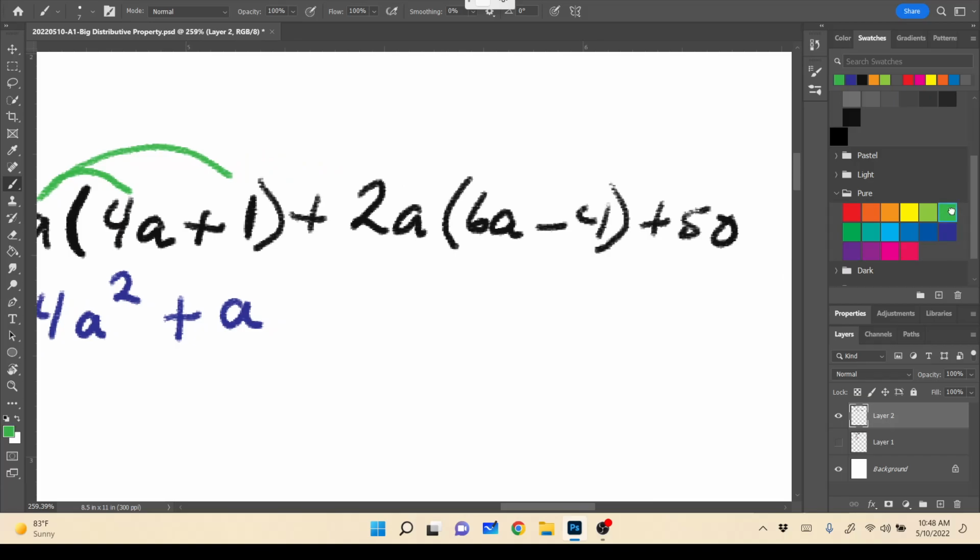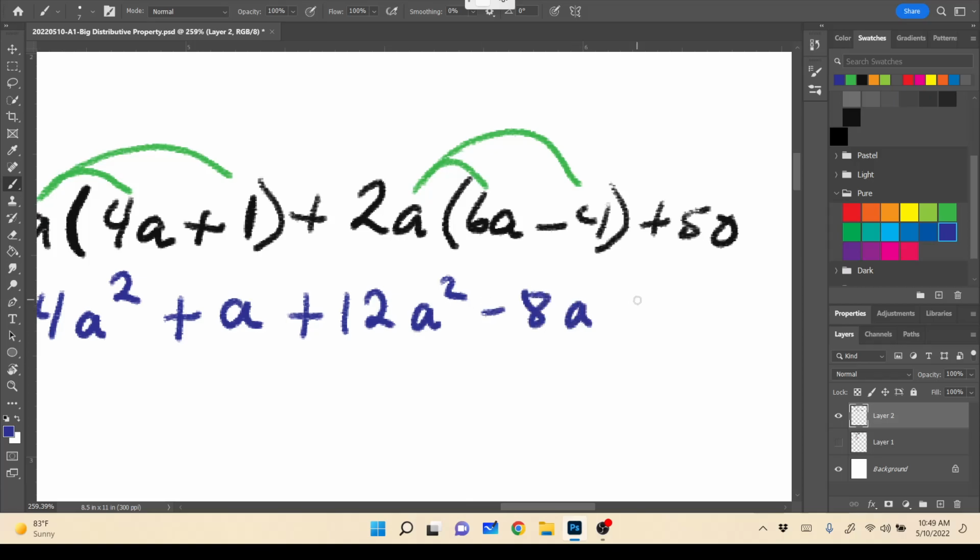What's a times 1? Then we're going to distribute this thing. What's 2a times 6a? 12a squared. What's 2a times negative 4? Negative 8a. Plus 50. And then don't forget to bring down the plus 50.